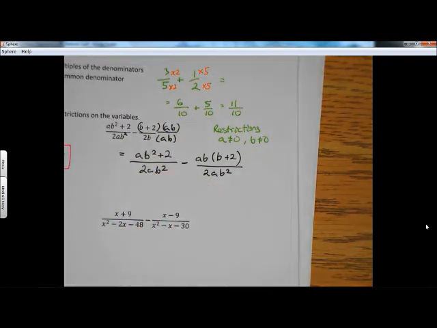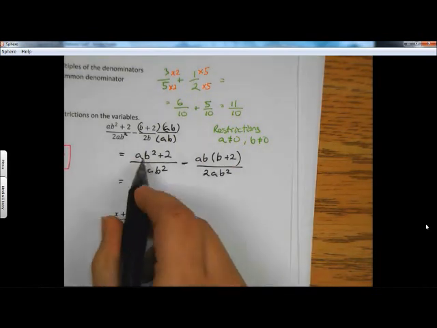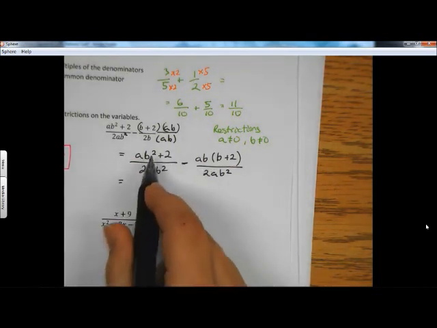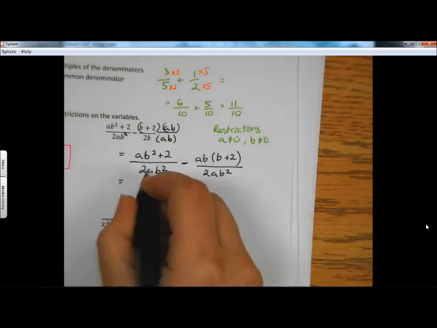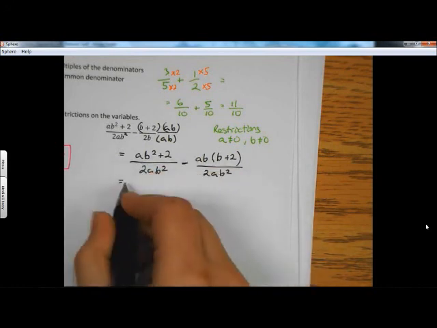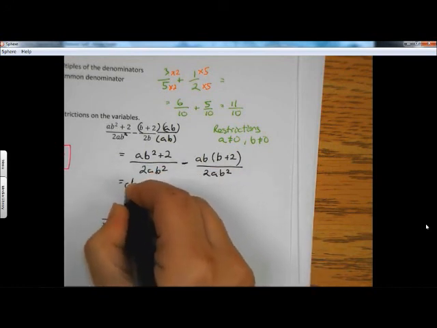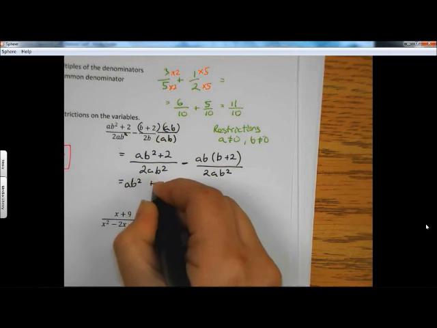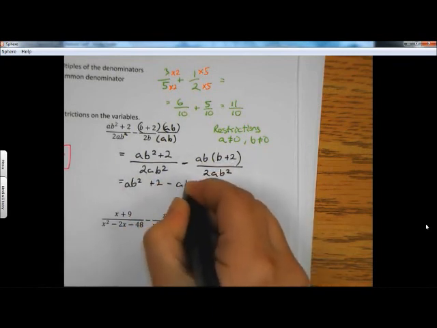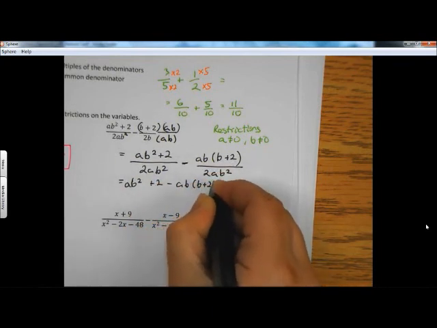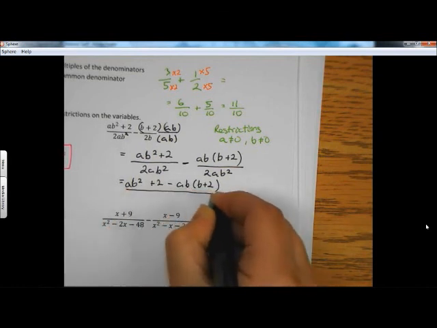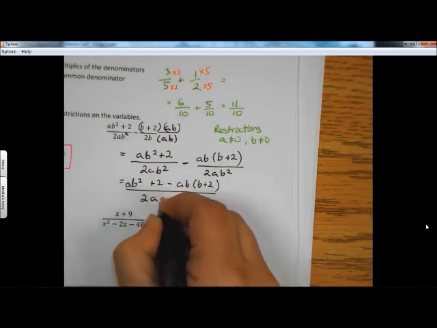Now that we have a common denominator, we can add or subtract the numerators. In this case, subtract. So we get ab squared plus 2 minus ab times b plus 2 all over 2ab squared.